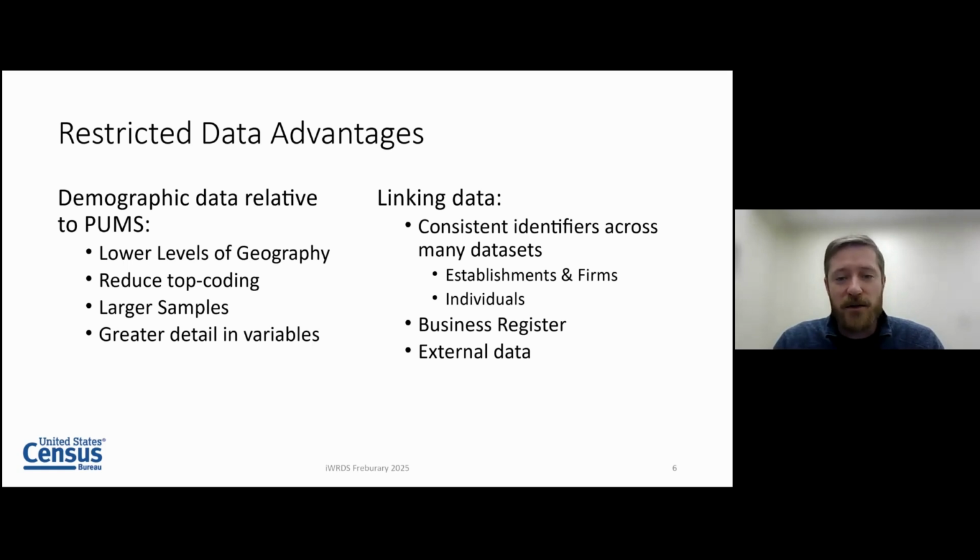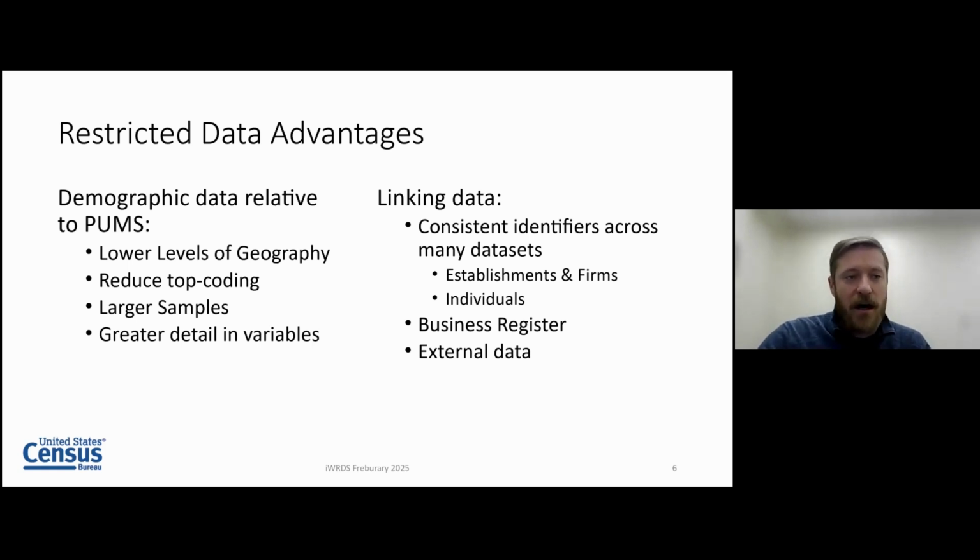And then there are also individual identifiers. So we have what's called a PIC that can be used to link a census to an ACS, to the American Housing Survey, to the administrative records in the Numident file. So there's quite a bit of opportunity to create larger samples with the restricted use data.